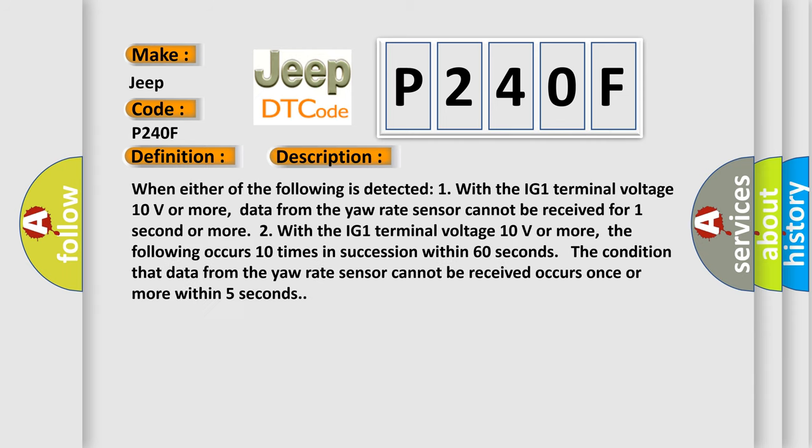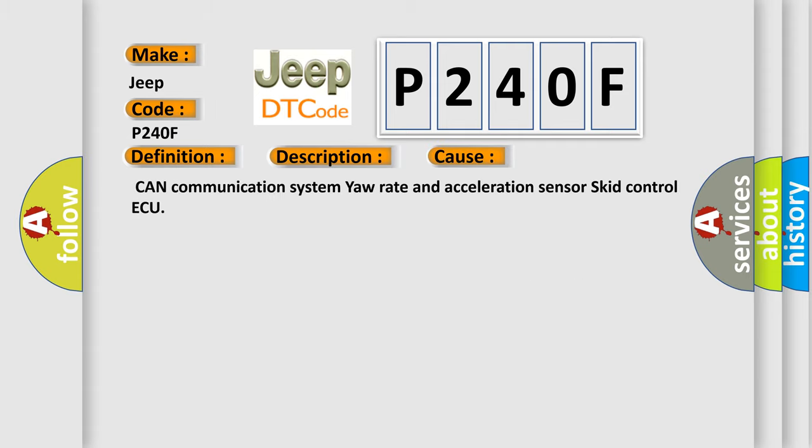When either of the following is detected: one, with the IG1 terminal voltage 10 volts or more, data from the yaw rate sensor cannot be received for 1 second or more; two, with the IG1 terminal voltage 10 volts or more, the following occurs 10 times in succession within 60 seconds: the condition that data from the yaw rate sensor cannot be received occurs once or more within 5 seconds. This diagnostic error occurs most often in these cases: CAN communication system, yaw rate and acceleration sensor, skid control ECU?